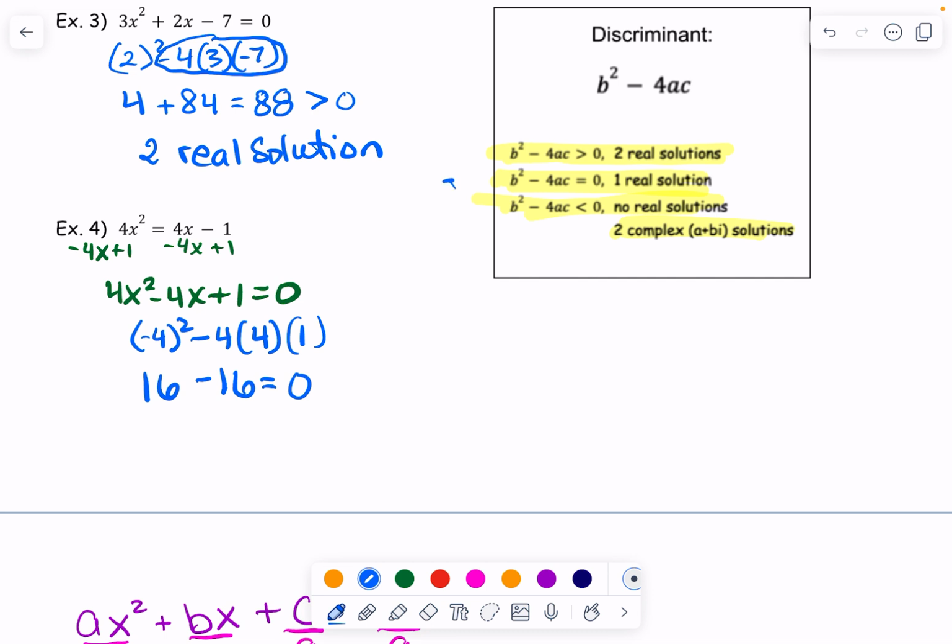Well, we know that if it's 0, we're going to take the square root of 0, which is just 0, which means we're only going to have 1 real solution. Okay, I hope this helped you guys.